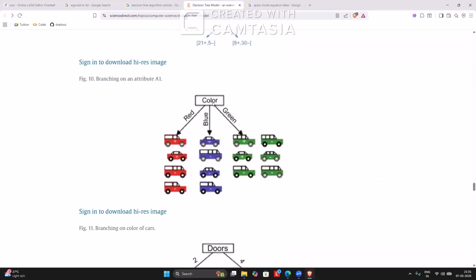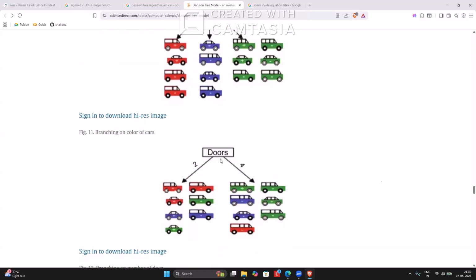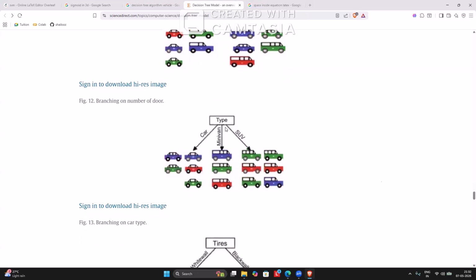If you consider the color, when it is red there are 2 positives and 2 negatives. Here 1 positive and 3 negatives. Here 2 positives and 4 negatives. And if you split based on doors, it can be 2 or 4, right? Taking 2, here it is 4 positives, 3 negatives. Here it is 1 positive and 5 negatives.